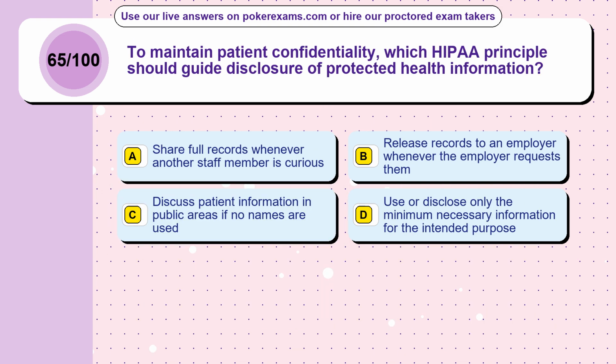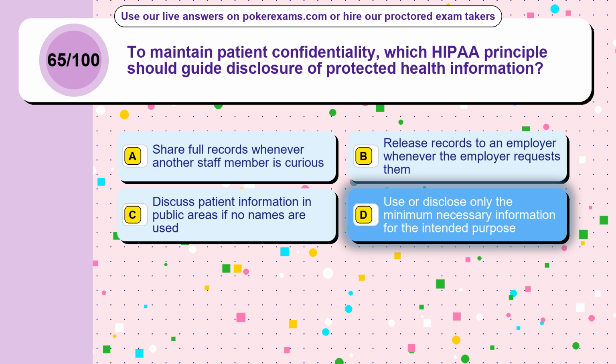Question 65. To maintain patient confidentiality, which HIPAA principle should guide disclosure of protected health information? Option A. Share full records whenever another staff member is curious. Option B. Release records to an employer whenever the employer requests them. Option C. Discuss patient information in public areas if no names are used. Option D. Use or disclose only the minimum necessary information for the intended purpose.